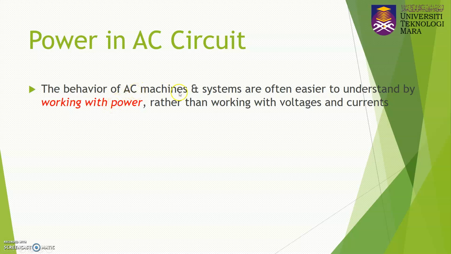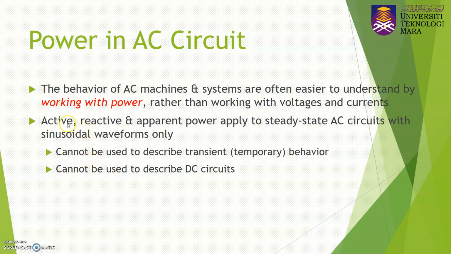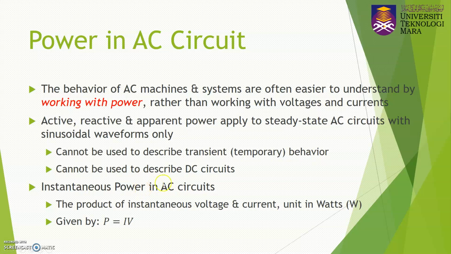The behavior of AC machines and systems is often easier to understand by working with power rather than working with the voltage and current. The active, reactive, and also the apparent power apply to the steady state AC circuit with sinusoidal waveform only, and cannot be used to describe the transient behavior, and also cannot be used to describe the DC circuit. The instantaneous power in the AC circuit is the product of the instantaneous voltage multiplied with the instantaneous current, and the unit of the instantaneous power is watts. Usually P will be given by IV.